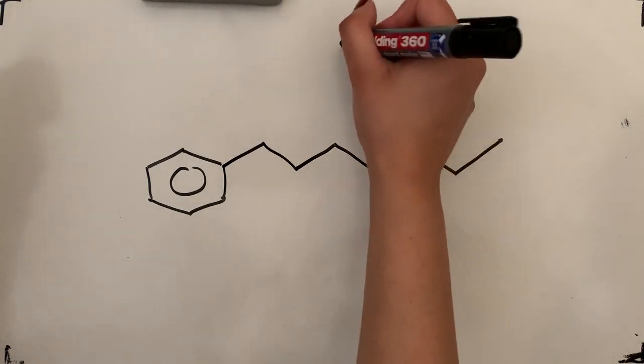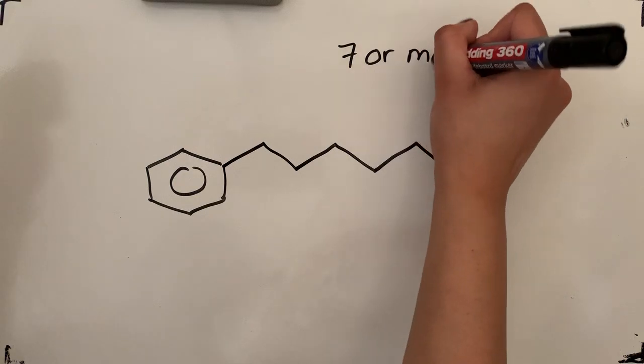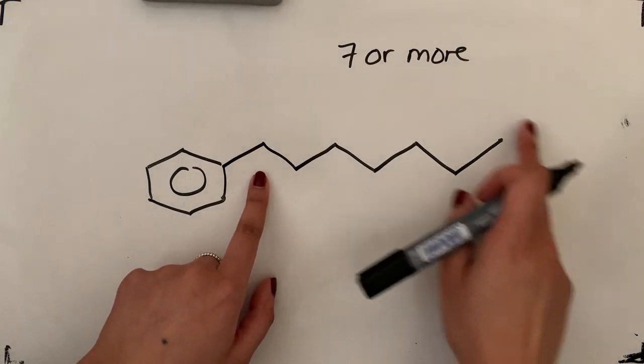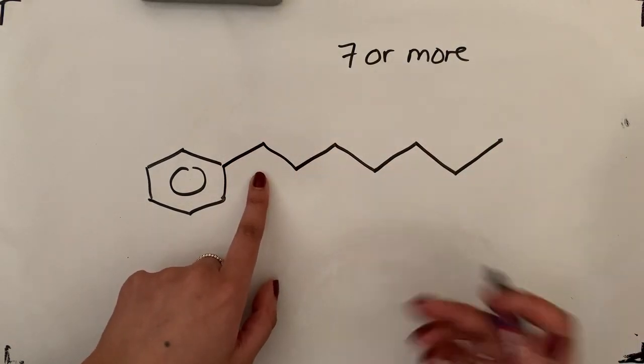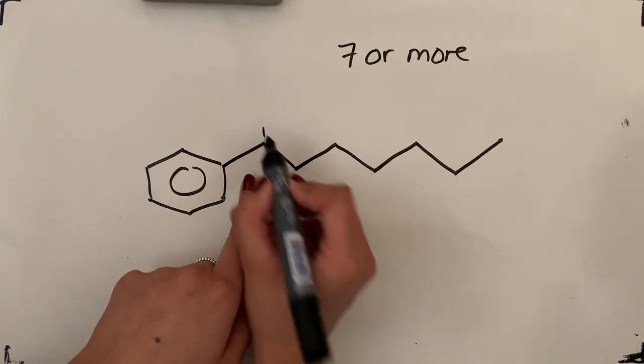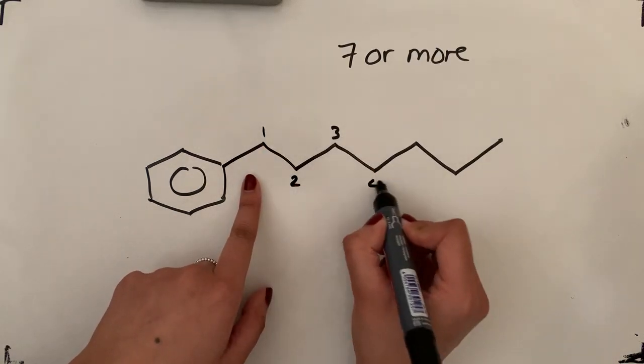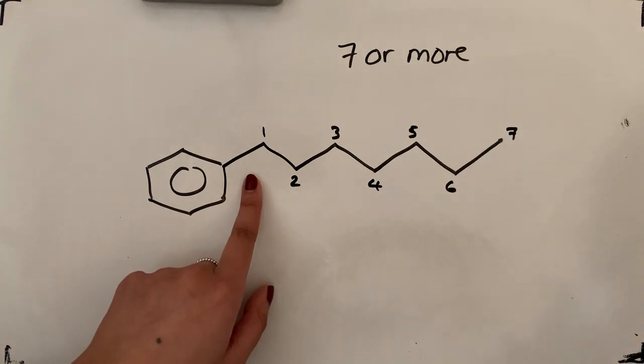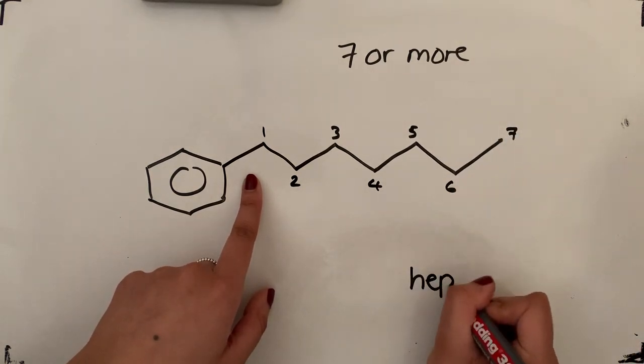If you have 7 or more carbons in your alkyl chain, the benzene ring is no longer the parent compound. It becomes a substituent, right? So now this alkyl chain is the parent compound. So let's number this parent compound. 1, 2, 3, 4, 5, 6, 7. You've got 7 carbons, and therefore it should end in heptane.